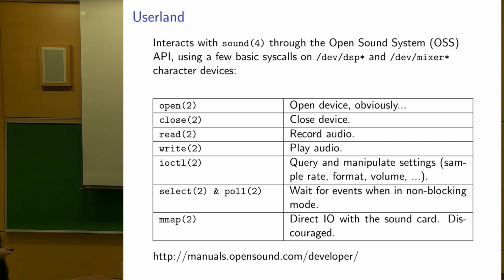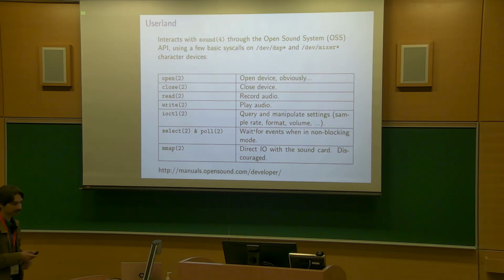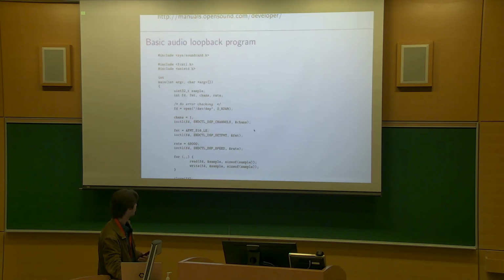And mmap is quite interesting. It's actively discouraged by the official developers of OSS, and also by me. People use it because you get somewhat direct I/O with the sound card, and supposedly you get lower latencies, but it's so complicated to do it correctly that most likely you're going to make bugs and no sound will come out of your speaker. So there are applications that use it, maybe high-end scientific applications or some games might want to use this, but with the other calls you are absolutely fine. For anyone interested, I can share the slides after.